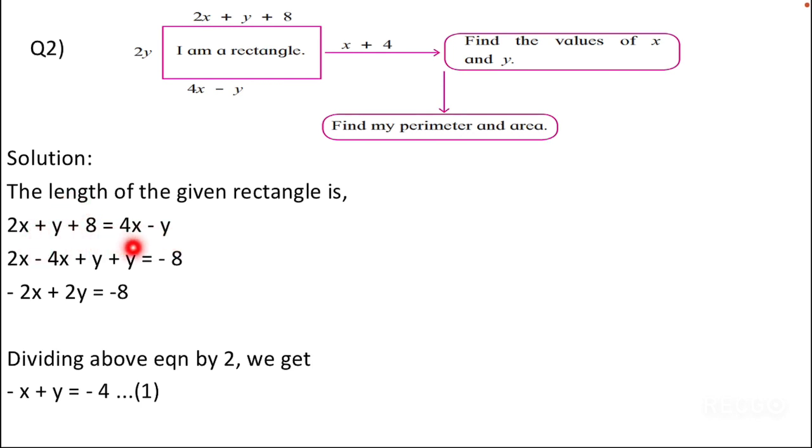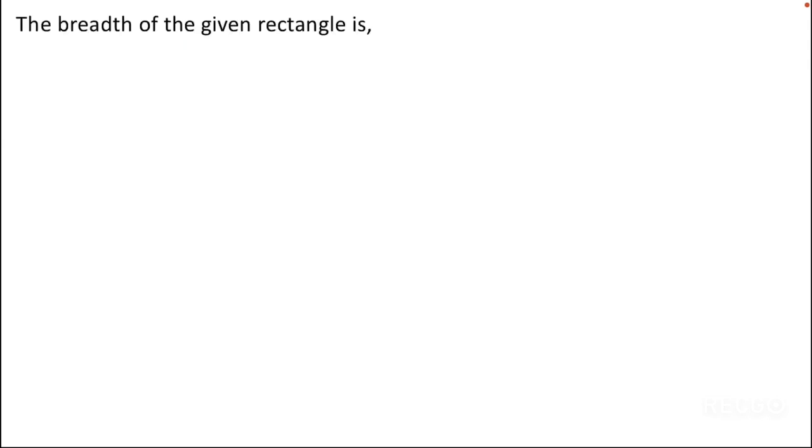Now what we will do is we will select any one equation and we will substitute the value of x and y in that equation, and after substituting we will calculate, and the answer that we get will be the length of the rectangle. Similarly we will be doing for the breadth. We will take any one equation, we will substitute the value of x and y in that equation and solve it, and whatever answer we get will be the breadth of the rectangle.